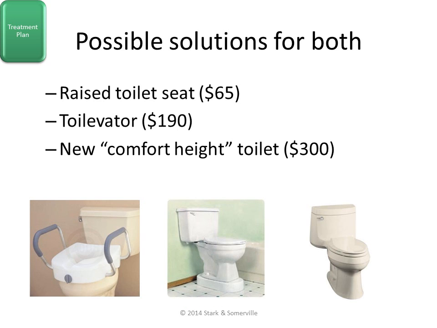The possible solutions that would work equally well for each of them, in terms of just solving the problem of the low toilet height, would be that they could each have a raised toilet seat. They could have a toilevator, which is the riser that goes underneath the base of the toilet, or they could have the new comfort height toilet. So all of these would solve the problem of the toilet being too low by increasing the height.